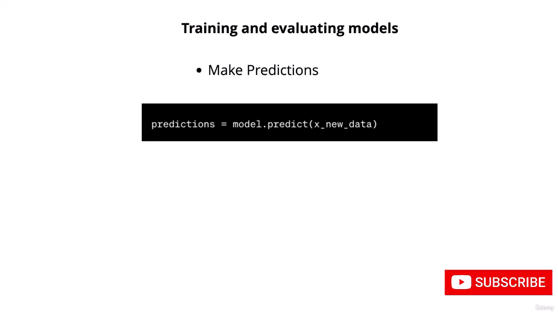Next step is making predictions. Once the model is trained, you can use it to make predictions on new data. Here's an example where you can say predictions equal to model.predict and pass the new data to it, and it will make the predictions for you.